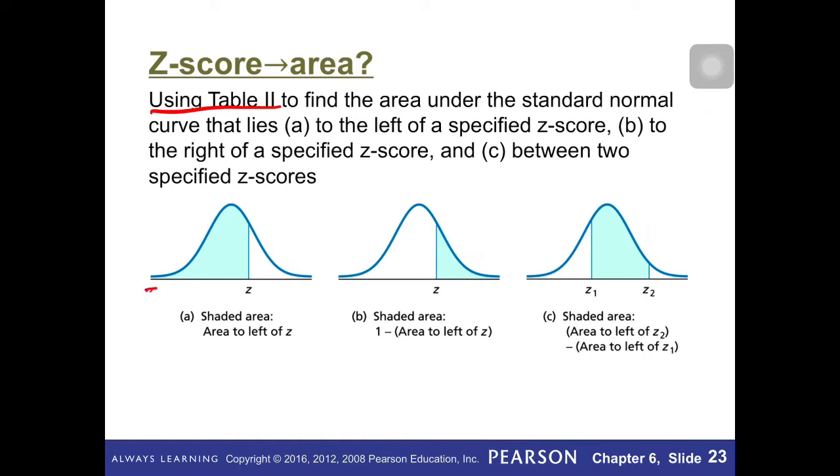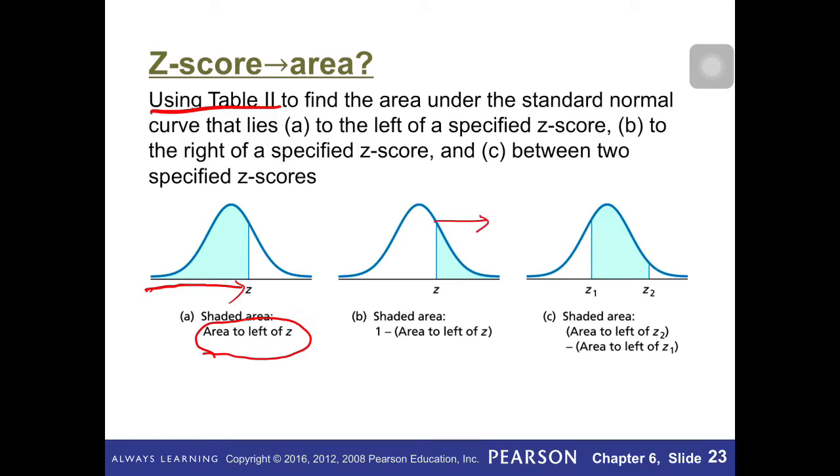First one, from left hand side to C, area to the left of C, that's how we call it, to the left of C, which means area from left hand side to C. Second one is area to the right of C. Area to the right of C means this area.